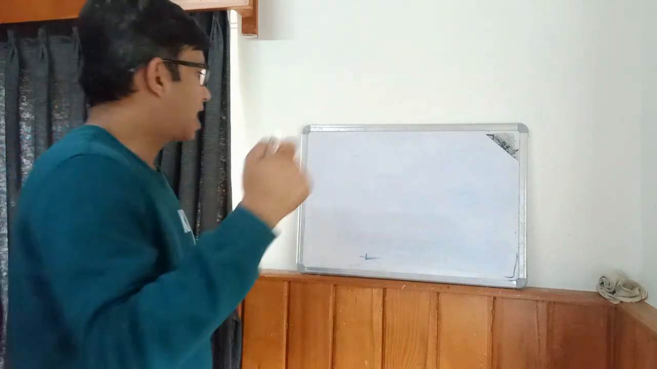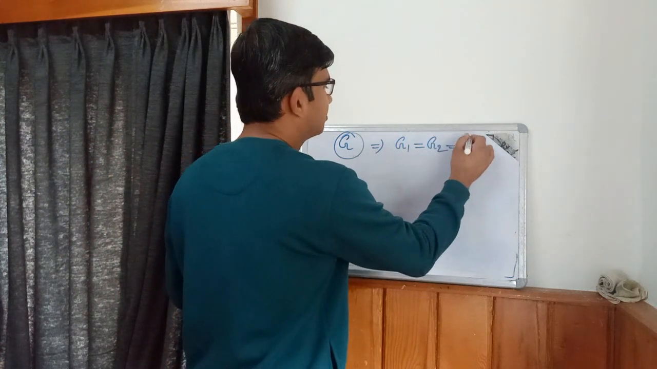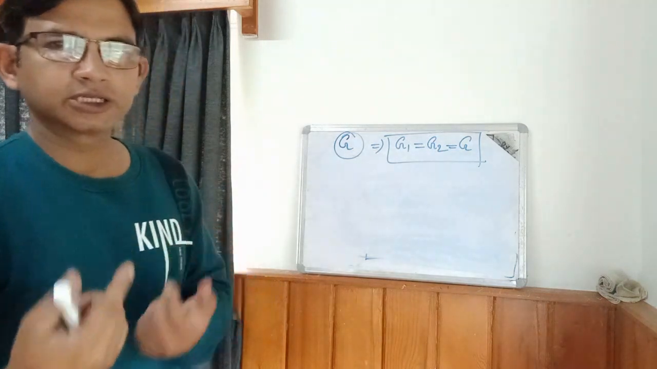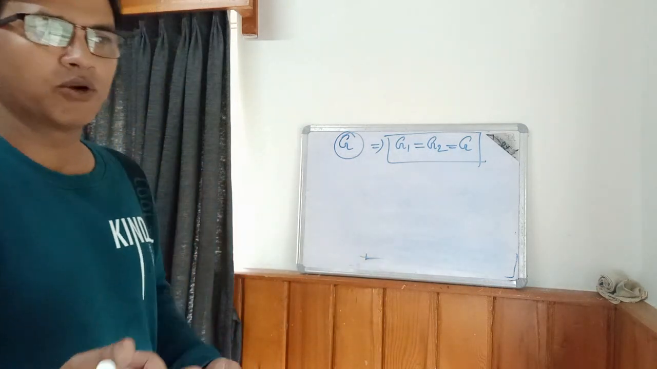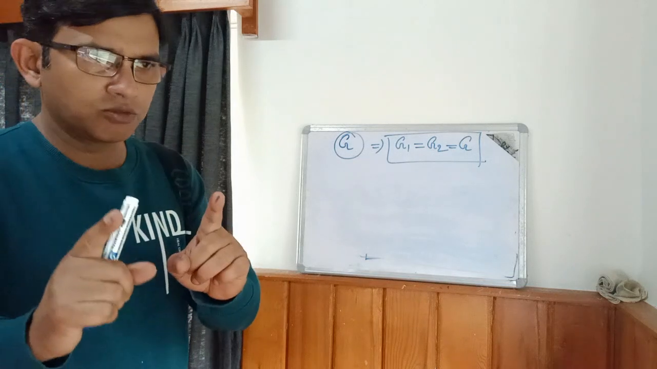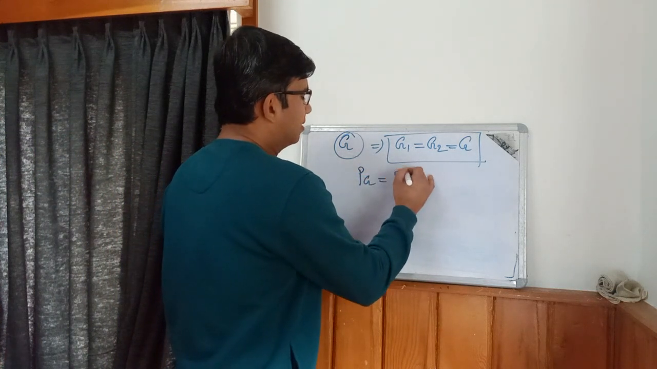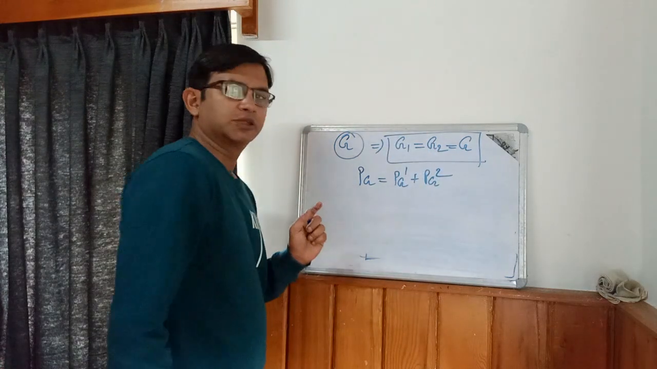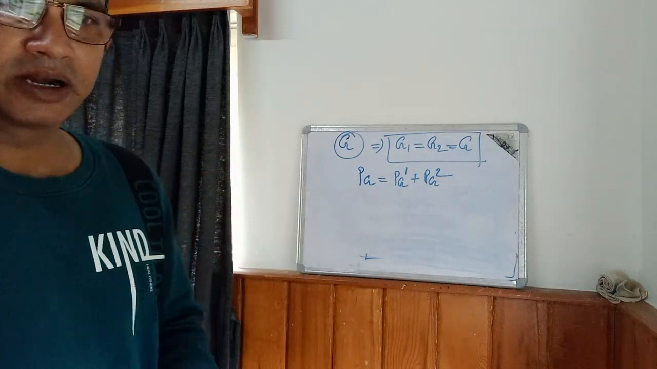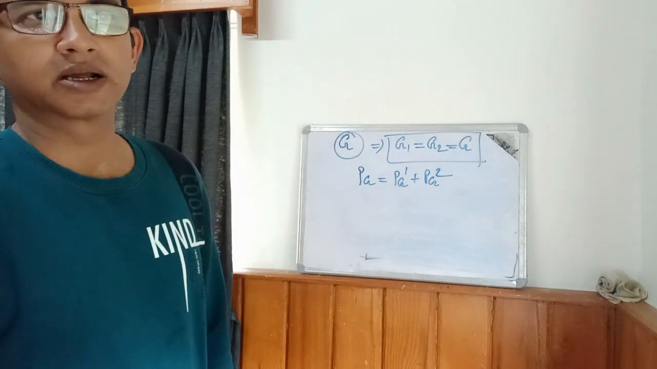So now we are replacing the commodity X by G, and the feature of G is that G1 equals G2 equals G. That means whatever amount of G is produced will be equally consumed by both. And under this condition, there is one more divergence from the private good: in the case of a public good, the market demand curve will be derived by the vertical summation of the individual demand curves.